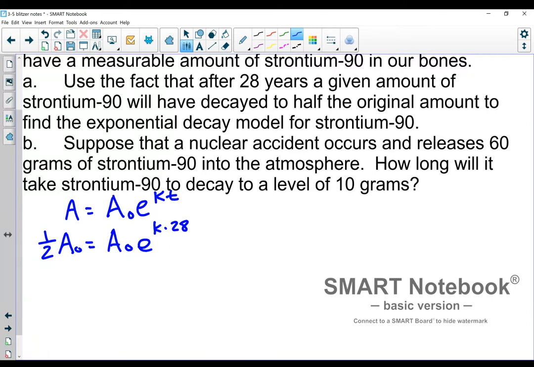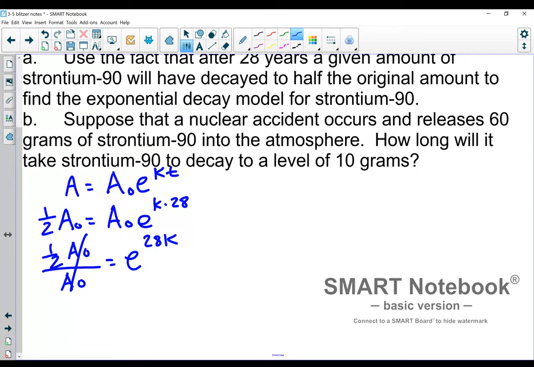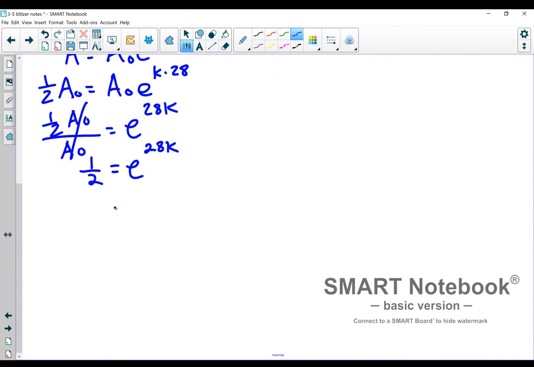So if I divide both sides by A naught, now I have 1/2 of A naught divided by A naught. I just end up with 1/2. So hopefully you kind of saw that coming because I kept talking about the ratio. So 1/2 is going to equal e to the 28k power. So again, I can't get to my exponent. I need to take a log on both sides. Because this is a base of e raised to that power, we will take a natural log on both sides. Again, natural log is base e, so we talk about how these quote unquote cancel out. And then I have to take a natural log of 1/2 as well, right? We have to do it on both sides.